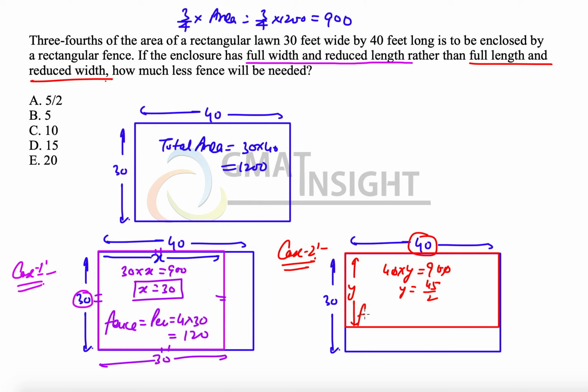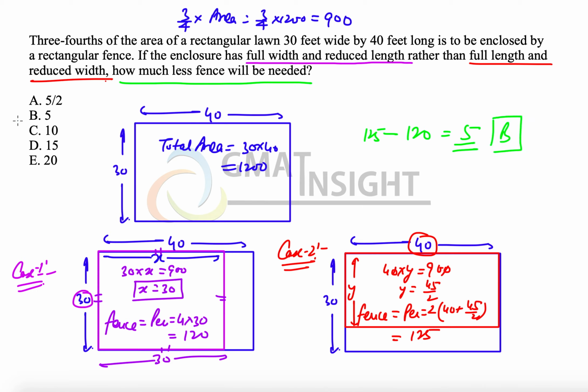So the fence length, which means the perimeter of this rectangle, will be equal to 2 times (L plus W), which is 2 times (40 plus 45 by 2). Now we have to simplify this, and the simplification of this perimeter becomes 80 plus 45, which is 125. Right? Now the question is, this fence is how much less than the other fence? That means 120 is how much less than 125, and the answer is 5 units, and therefore the answer to the question becomes option B.